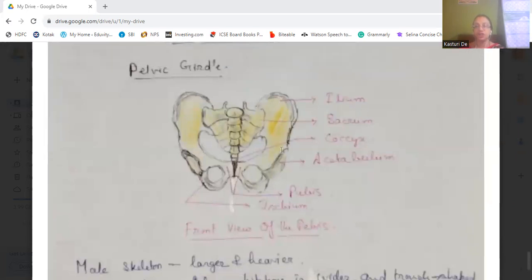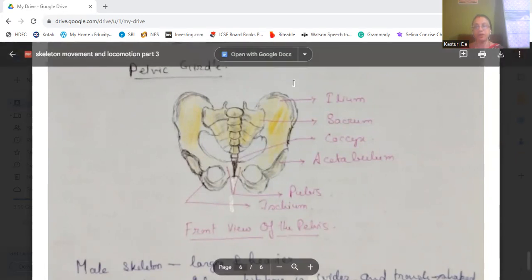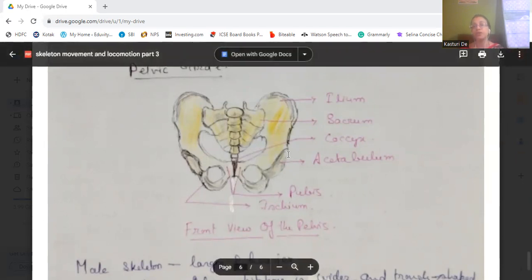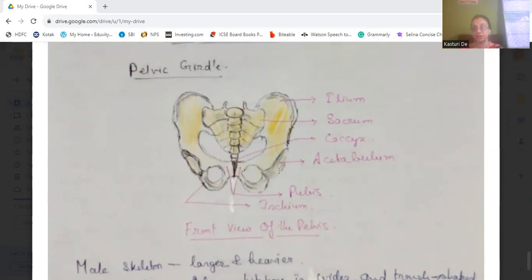Ilium, ischium, and pubis. The ilium is the flat butterfly-like part, the first upper portion. The ischium is this portion, these 2 portions, and the pubis is these 2 portions. So ilium, ischium, and pubis, 3 bones are fused together to form the pelvic girdle or the hip girdle. These two are the acetabulum cavities, where the head of the femur bone gets attached.